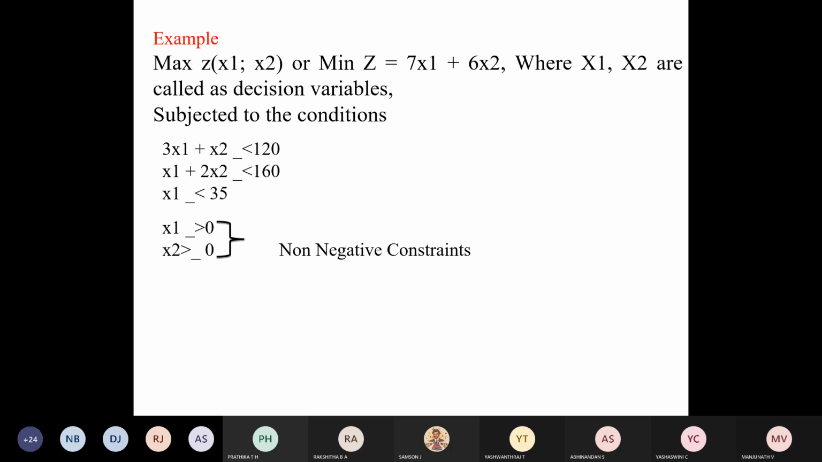We can copy this. Put x1 is equal to 0 in equation 2: x1 plus 2x2 is equal to 160. x1 is equal to 0, so 2x2 will be 160 and x2 is equal to 80. Similarly, put x2 is equal to 0 in equation 2. If I take x2 is equal to 0, then x1 becomes 160. All of you copy this.